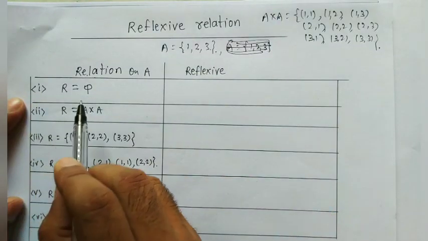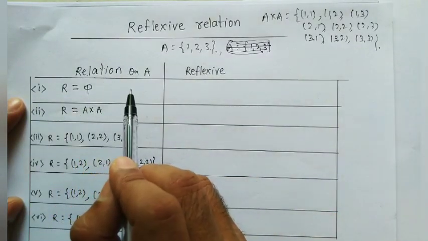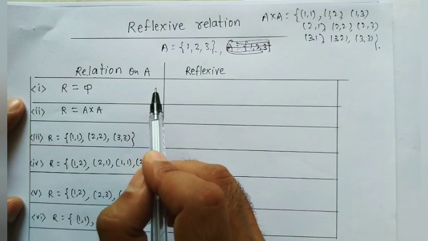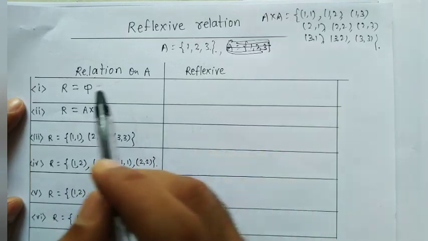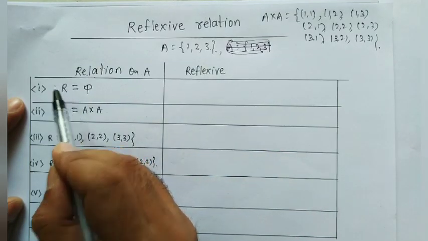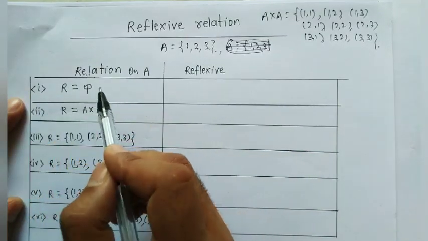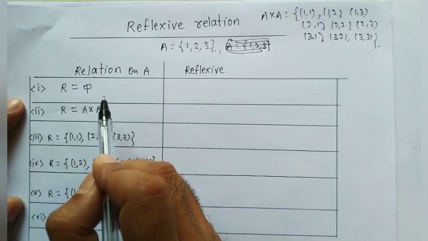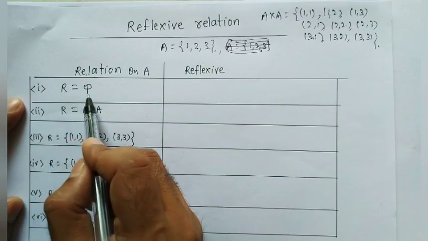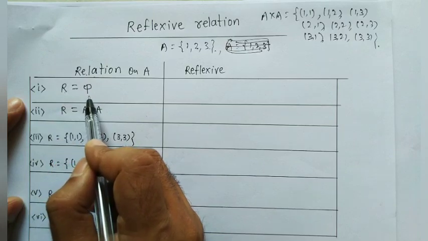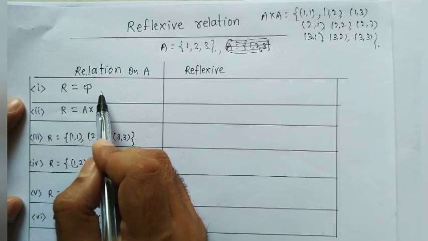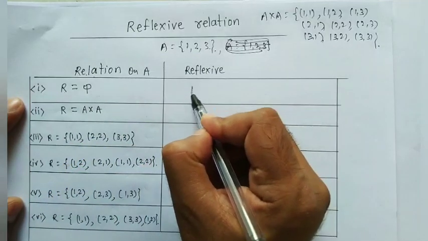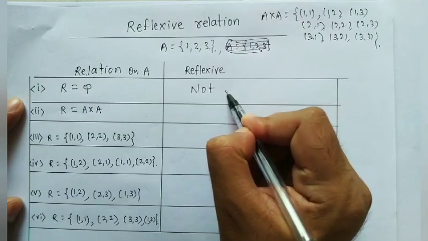In reflexive relation, there should be A comma A for all A belongs to capital A, and then there may be any extra element or may not be. So if we are calling a relation reflexive, there should be 1 comma 1, 2 comma 2 and 3 comma 3. But here we can see very clearly r equals to 5. That means r equals to empty set. We are not having any 1 1, 2 2 and 3 3 here. So empty set is not reflexive.